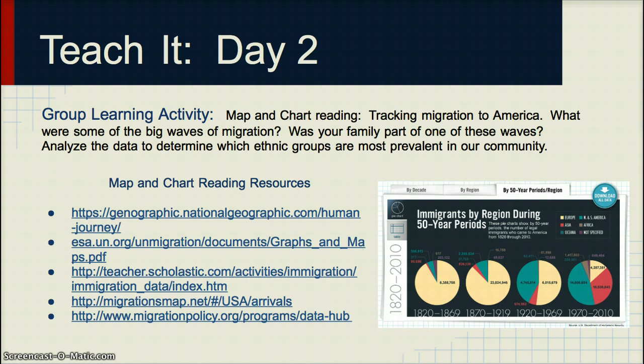So then we're going to start a group learning activity. In this activity, we'll do map and chart reading, tracking migration to America. What were some of the big waves? Was your family part of one of these waves?